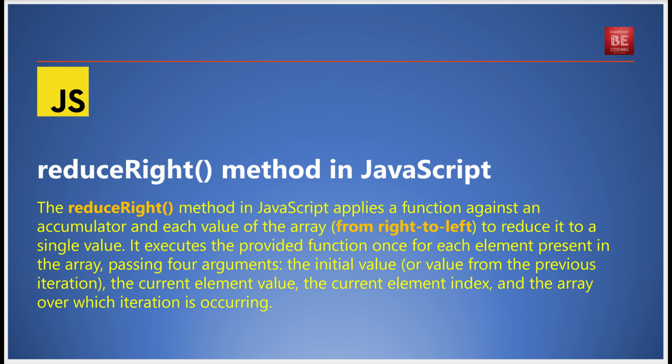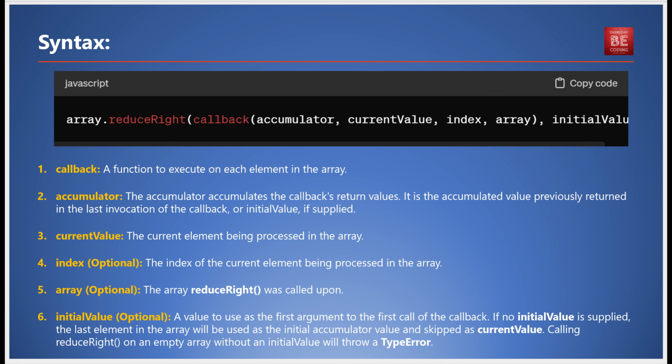To illustrate this, consider the following syntax: array.reduceRight(callback(accumulator, currentValue, index, array), initialValue). Here, the callback is a function to execute on each element in the array. The accumulator accumulates the callback's return values. It holds the accumulated value previously returned in the last invocation of the callback, or the initial value if supplied.